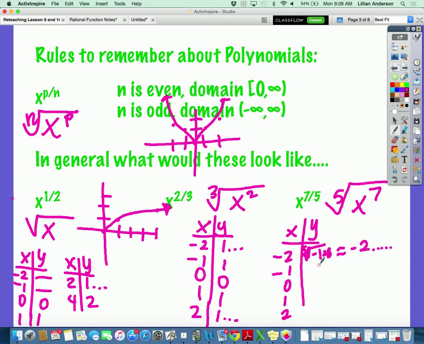When we plug in -1, what do we get? Plug in 0, 0. Plug in 1, 1. Plug in 2, 2 and some change. 2 and some change, okay? So you kind of have an idea again of what this looks like. 0, 0, 1, 1, -1, -1, so on and so forth.